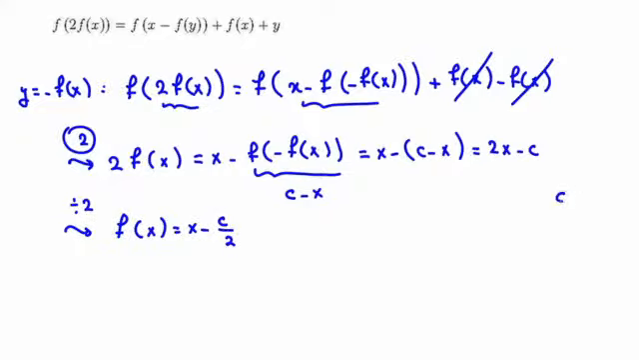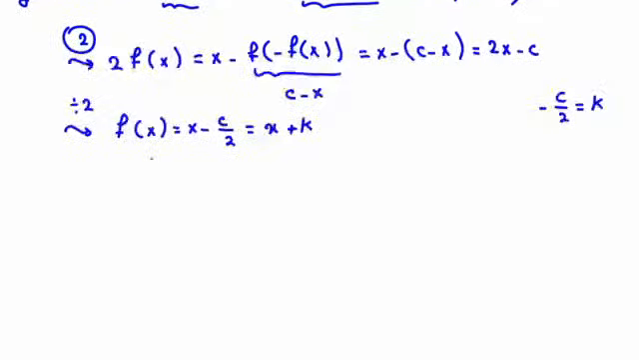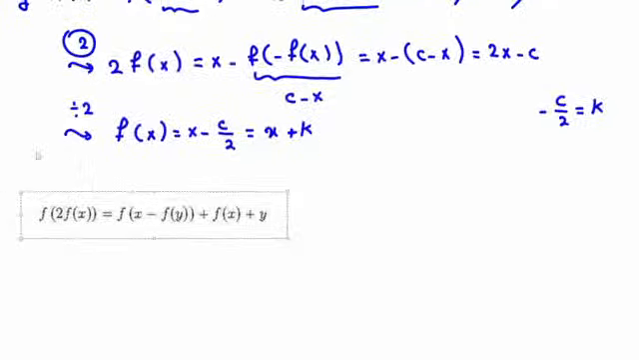We can define c over 2 as, for example, k. Okay. So it will be x as 2x minus c. So here it will be x minus k. Okay. Or let's do something. Consider k equal to negative c over 2. It will be x plus k. Now that we've reached here, f of x equals x plus k, I want to again consider the main equation.